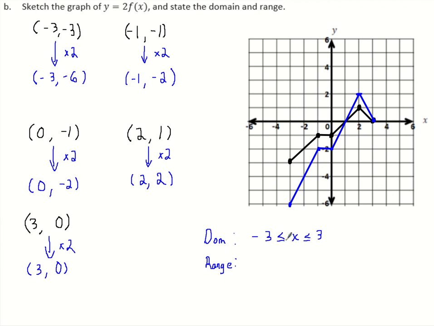However, our range has, well, basically doubled. Because we've taken our range, which was originally from -3 up to 1, it is now from -6 up to 2. -6 is less than or equal to y, which is less than or equal to 2. So our domain here stays the same, but our range is going to double.